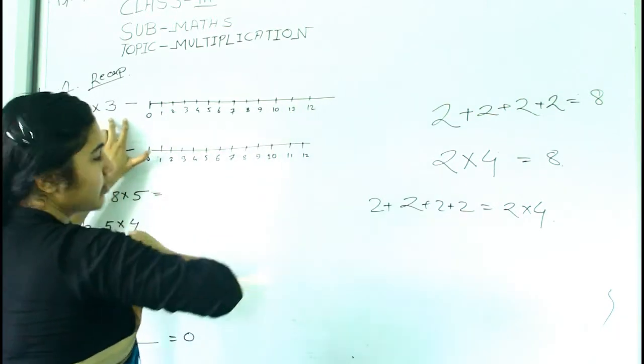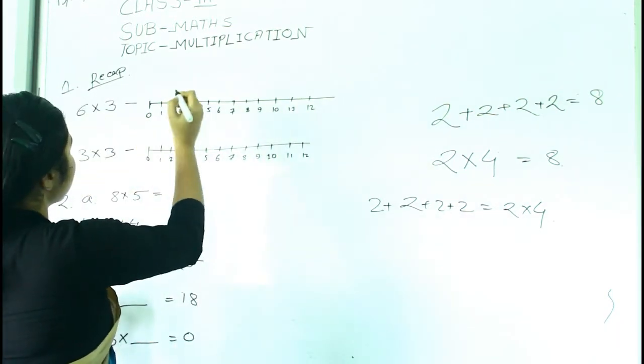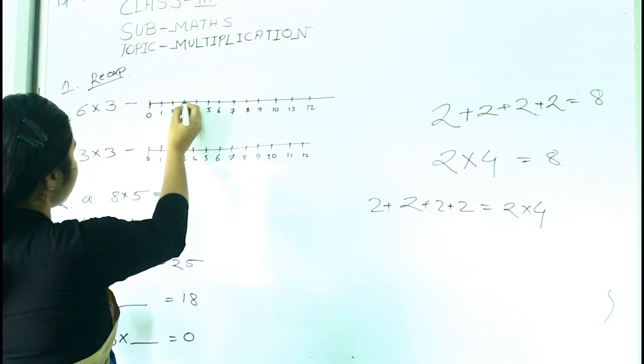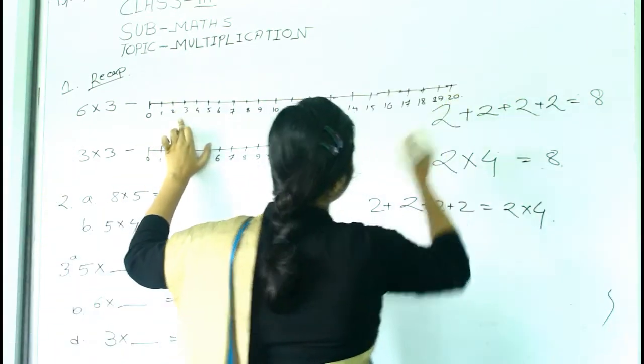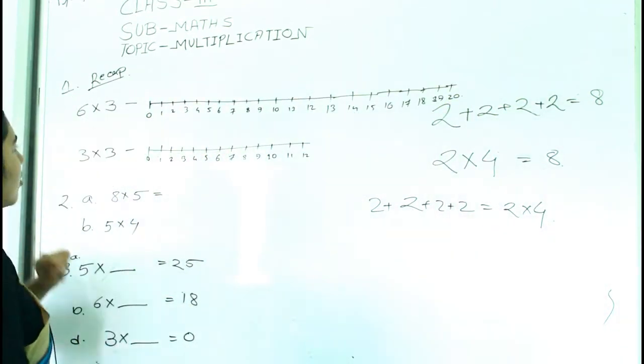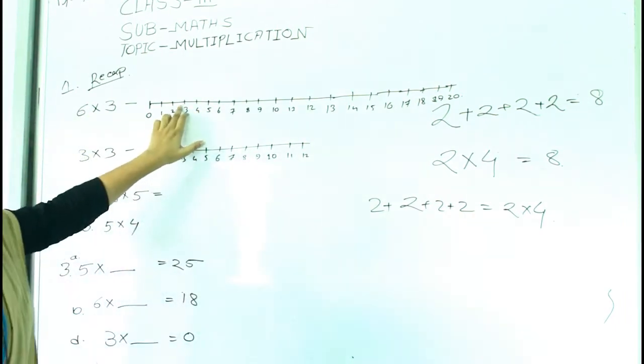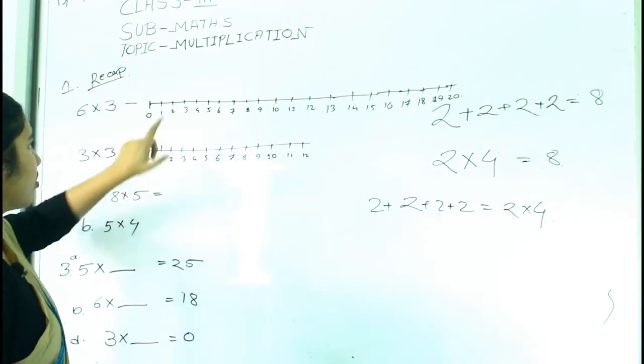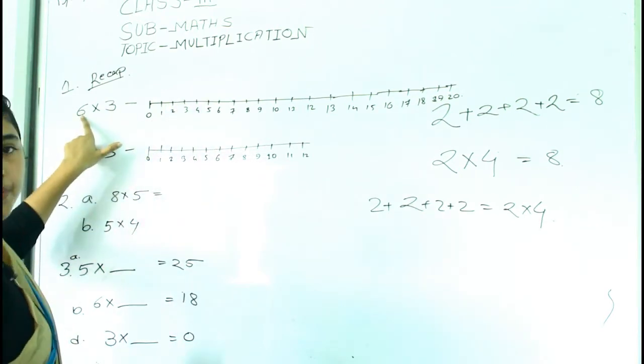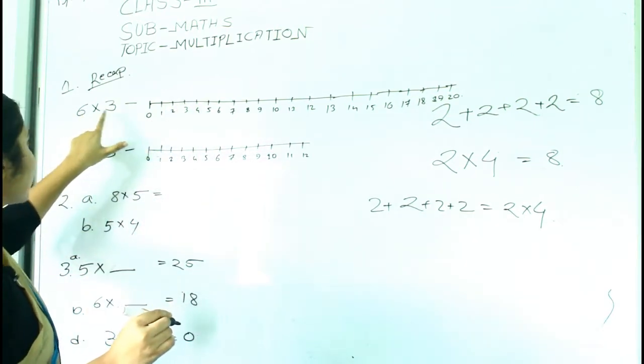Now, here in your recap exercise, question number 1, we have to find 6 into 3 from the number line. So first consider 3. Now come to the point 3. Now we have to multiply 3 with 6.